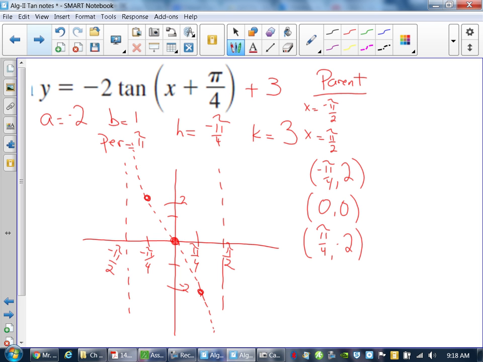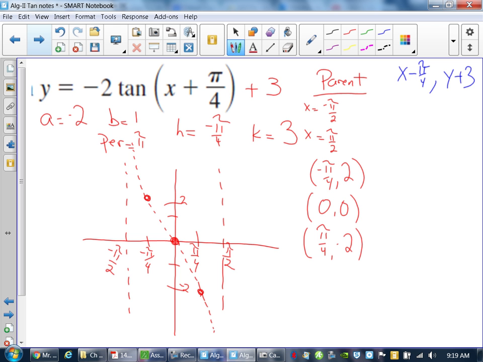To each of these, asymptotes included, I have to move everything to the left, pi over 4, and then I have to move everything up 3. So sometimes if you write it, it's going to be x minus pi over 4, comma y plus 3. Can I move vertical asymptotes up and down? No, so that doesn't matter. I just have to shift those to the left.